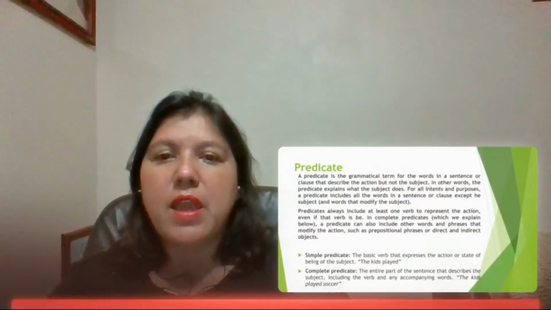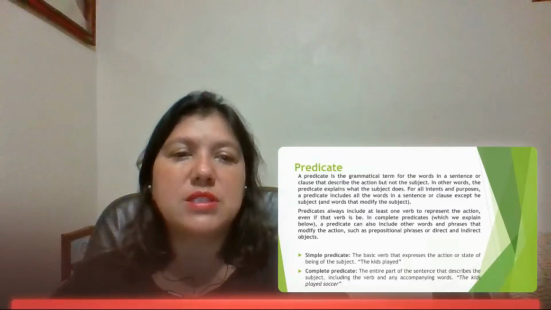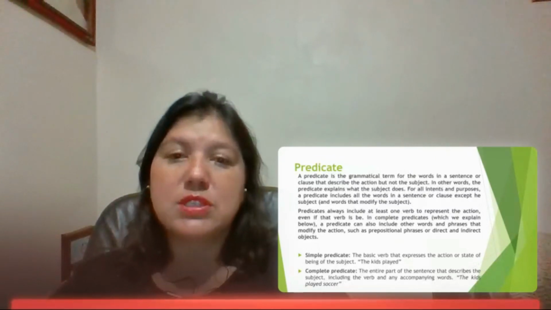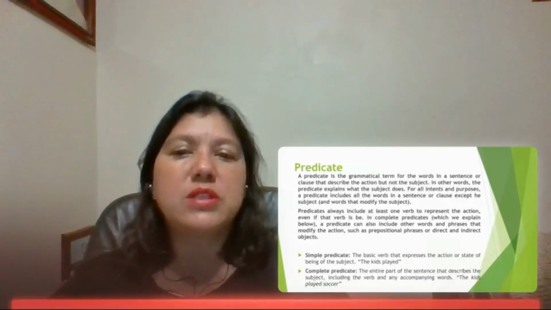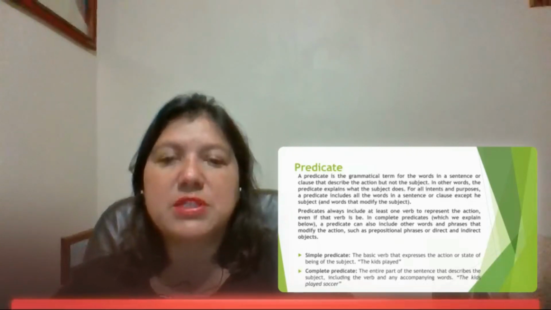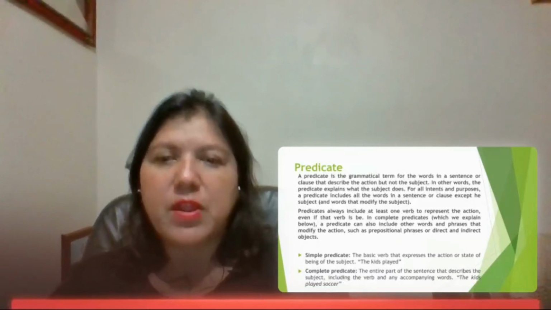The next point is the predicate. A predicate is the grammatical term for the words in a sentence or clause that describe the action, but not the subject. In other words, the predicate explains what the subject does. For all intents and purposes, a predicate includes all the words in a sentence or clause except the subject and words that modify the subject.